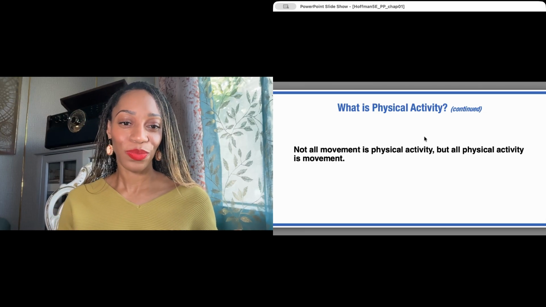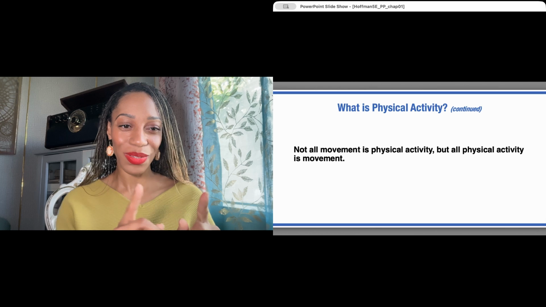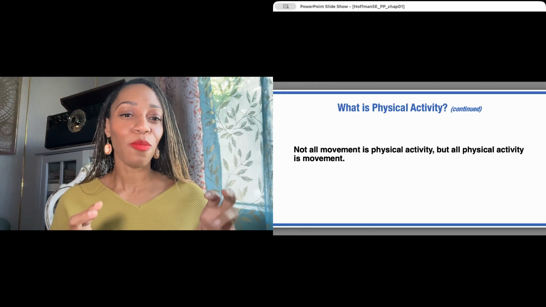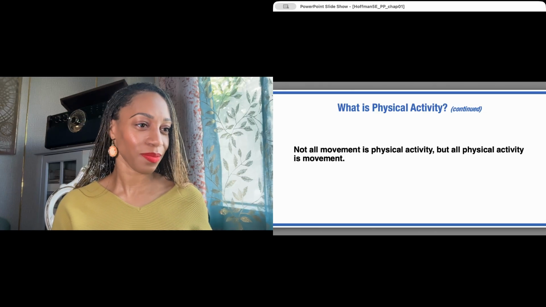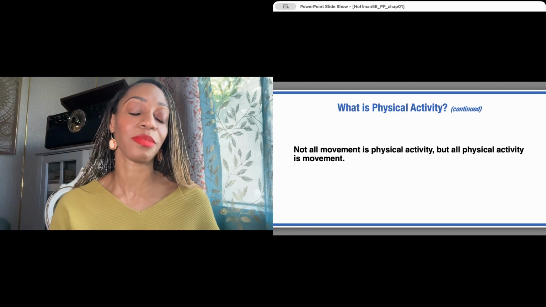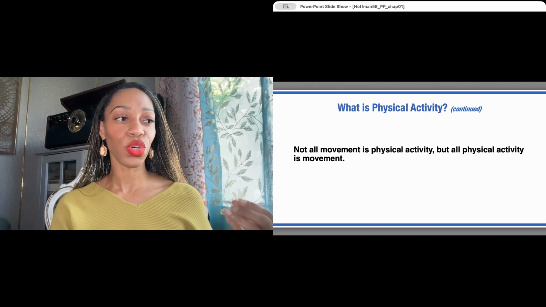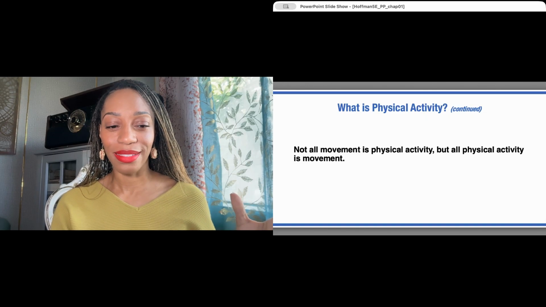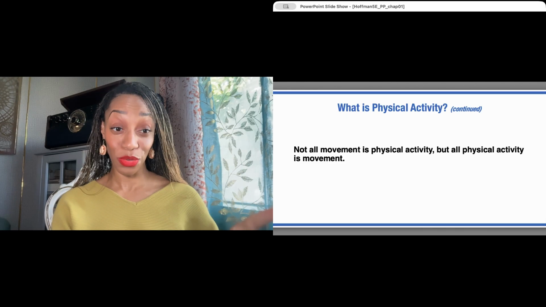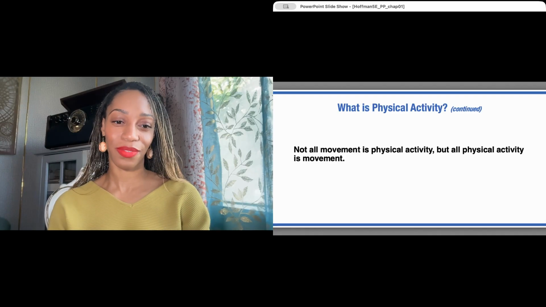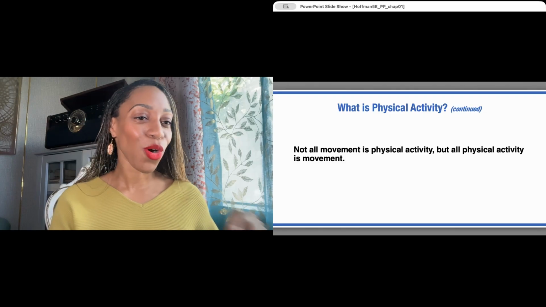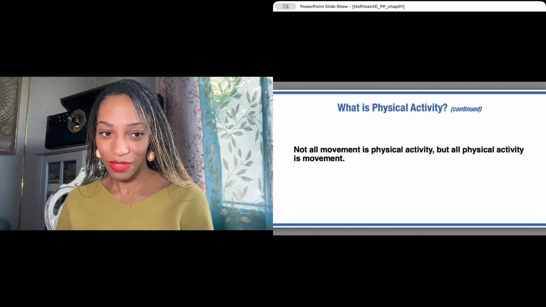And then also, of equal importance and also on the test, which a lot of people miss these two: not all movement is physical activity. Because remember, it has to be intentional, it has to have a goal attached to it, and it has to be voluntary. So just because you move doesn't mean you're involved in physical activity. It's a movement, but it's not physical activity. I'm going to say that again because this is often missed. Not all movement is physical activity.